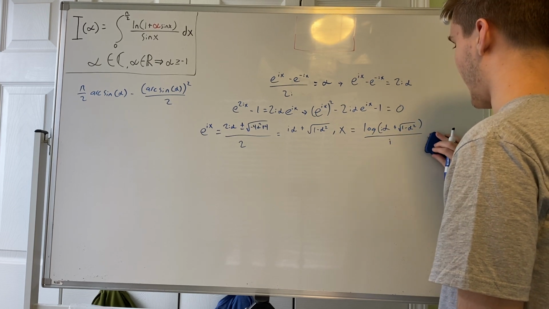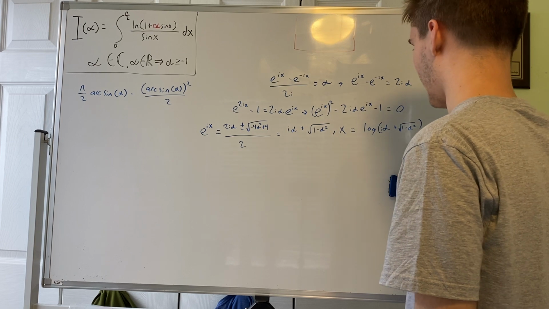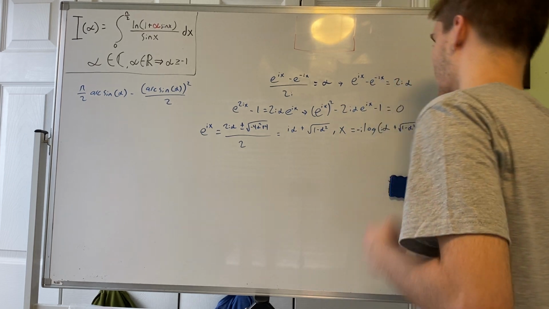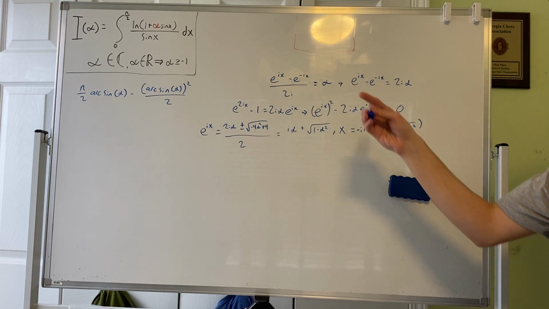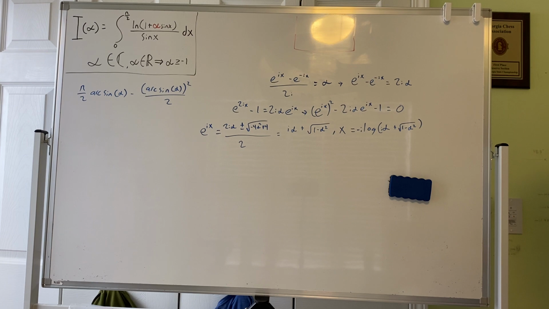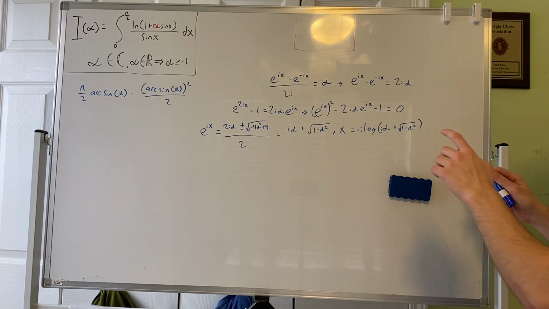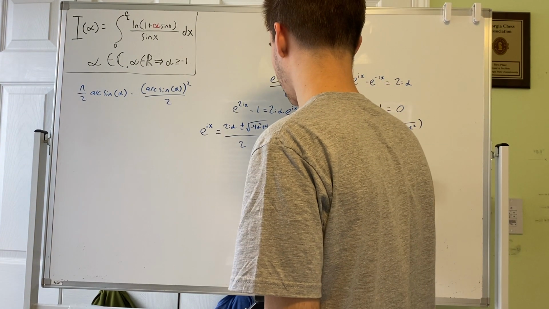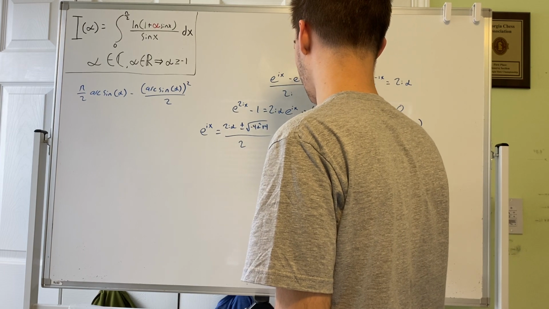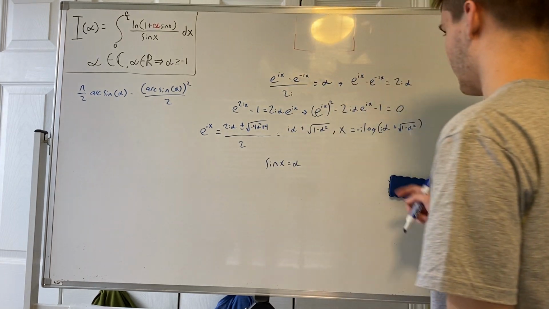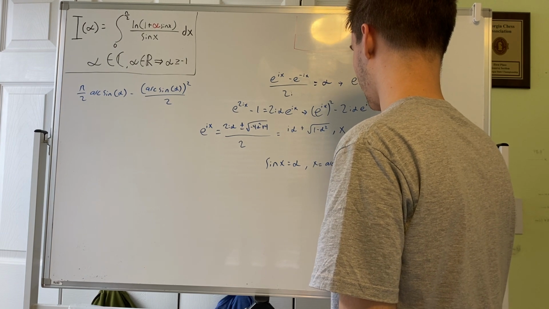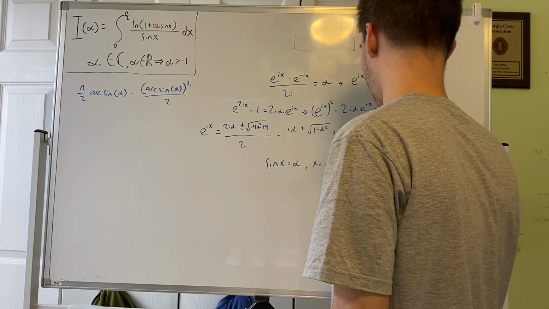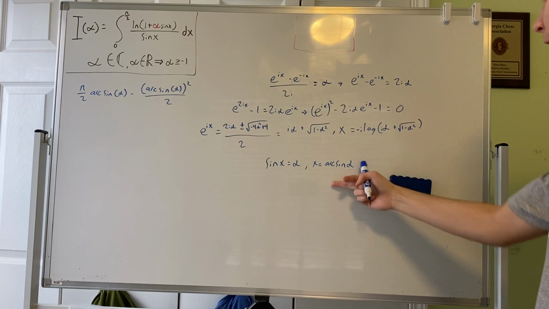But now remember that 1 over i is actually just equal to minus i. So I think it's simpler to write this. Okay, great. We've basically just taken the inverse of this function. So now, believe it or not, remember we had sine x equals alpha. We've just solved for x, and we know that x equals arcsine alpha. And now we have the principal value of this function.